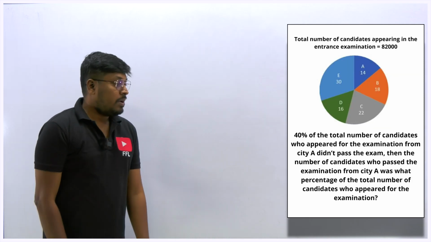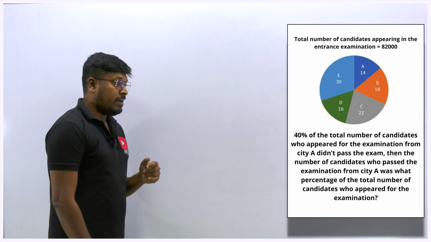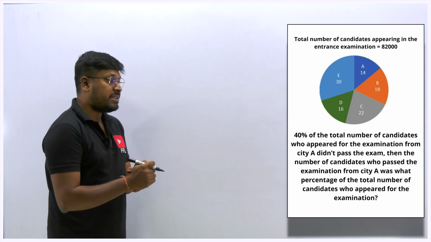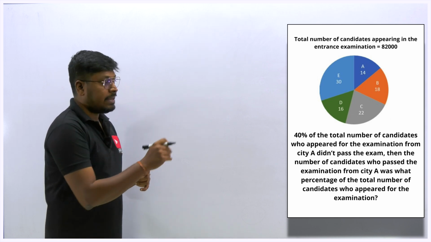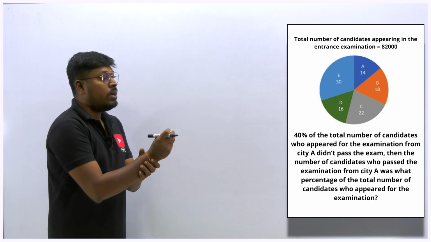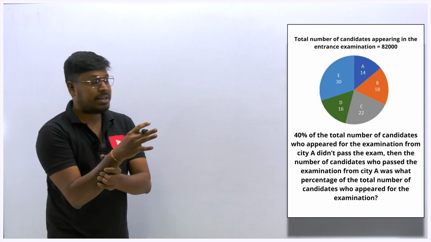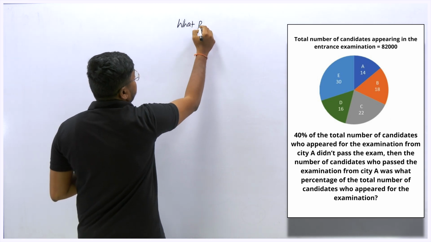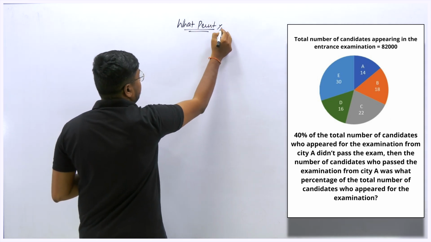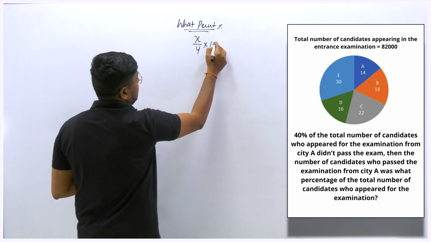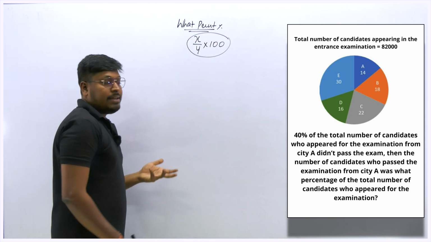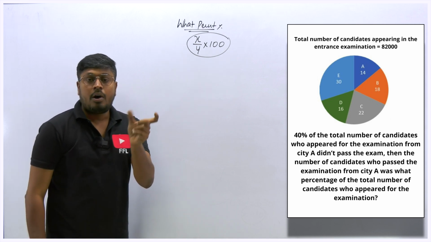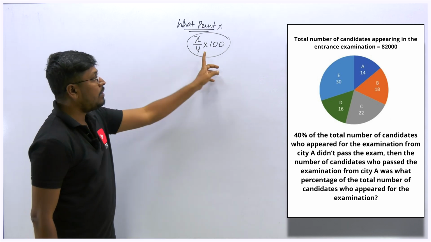So next question. 40% of the total number of candidates who appeared for the examination from city C did not pass the examination. Then the number of candidates who passed the examination was what percentage of the total number of candidates who appeared for the examination? Just see the words what percentage here. Wherever in data interpretation you find what percentage, the formula, as I just told you, will be x by y into 100. So wherever you see this word in DI, you should definitely use this formula, and check twice whether it is only what percentage or what percentage more or less. Here you can see only what percentage.